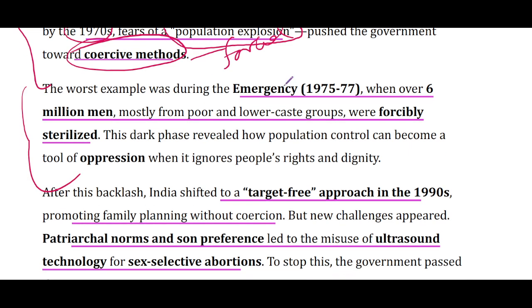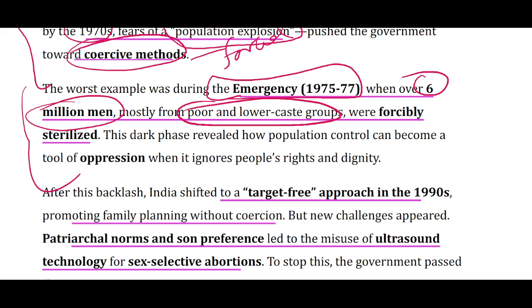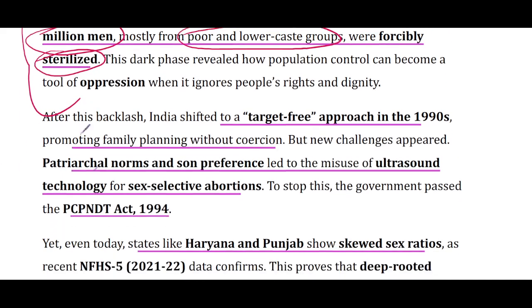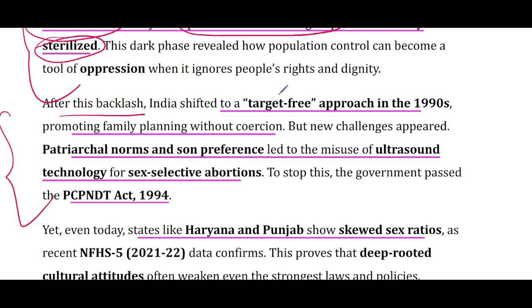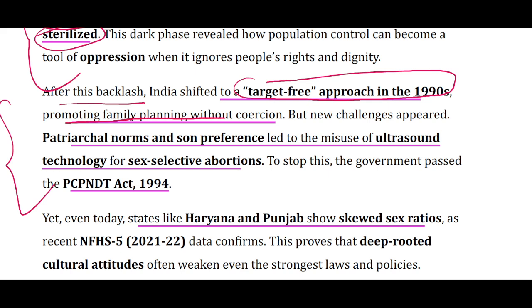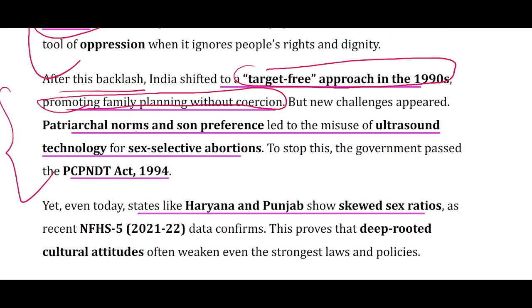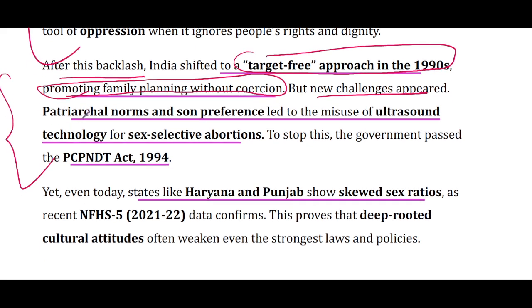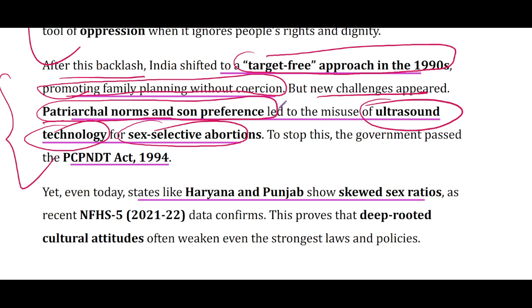So the worst example was during the emergency period of the reign of Indira Gandhi, when over 6 million people, mostly from poor and lower caste groups, were forcibly sterilized. Then, after the backlash, India shifted to a target-free approach in the 1990s, that is, promoting family planning without coercion. But then newer challenges appeared. The patriarchal norm and son preference led to misuse of ultrasound technology and sex-selective abortion.